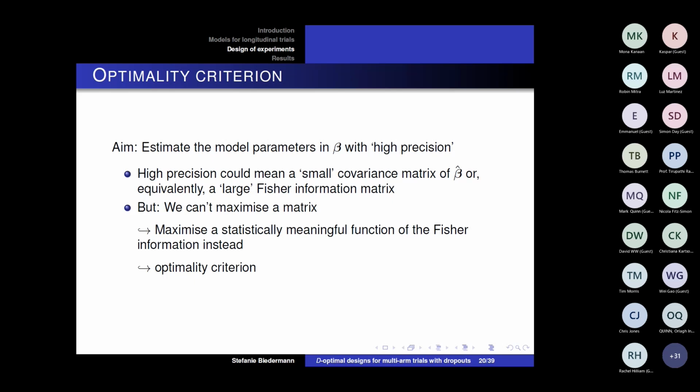But then the problem is we cannot maximize or minimize a matrix. So the idea in optimal design is that we pick some statistically meaningful function that maps the Fisher information matrix into the real numbers. That will make the matrices comparable, and we call this an optimality criterion.